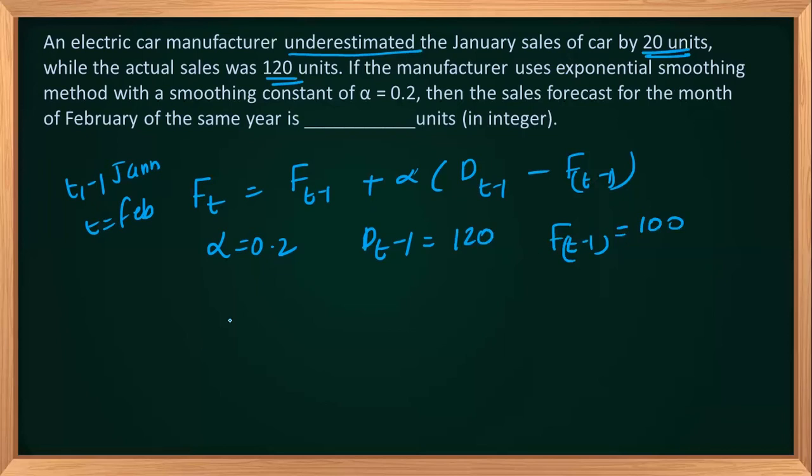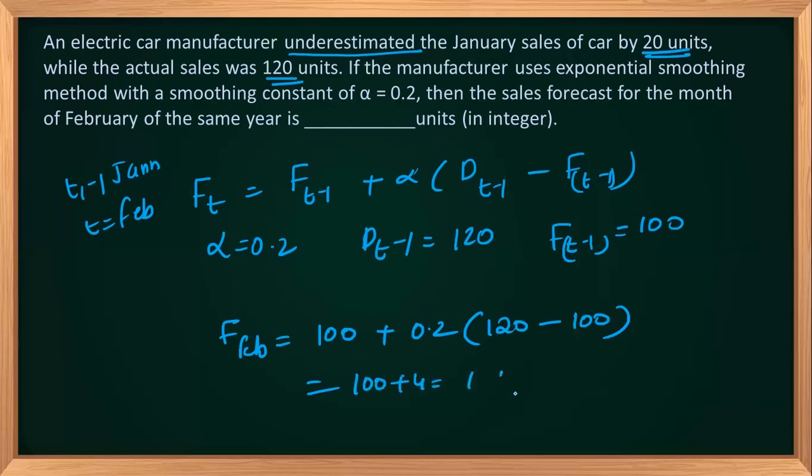The rest of the things are given. So the forecast of February will be the forecast of January, 100, plus alpha 0.2 into the demand 120 minus 100. So 120 minus 100 will be 20, and 20 into 0.2 will be 4. So it will be 100 plus 4, equal to 104. Very simple, right? Right away you can do the answer.